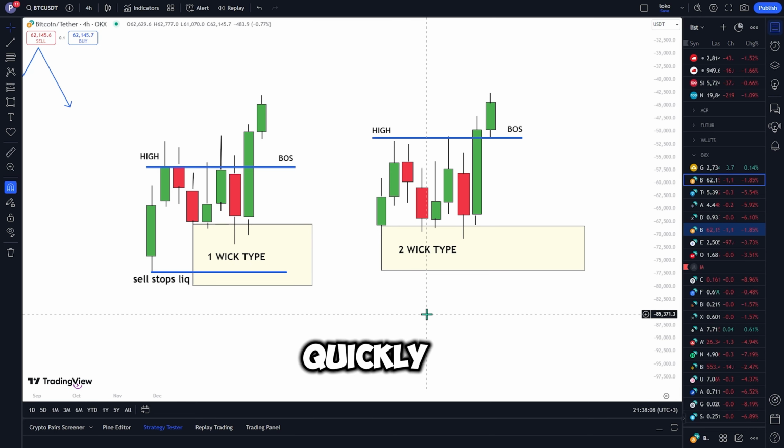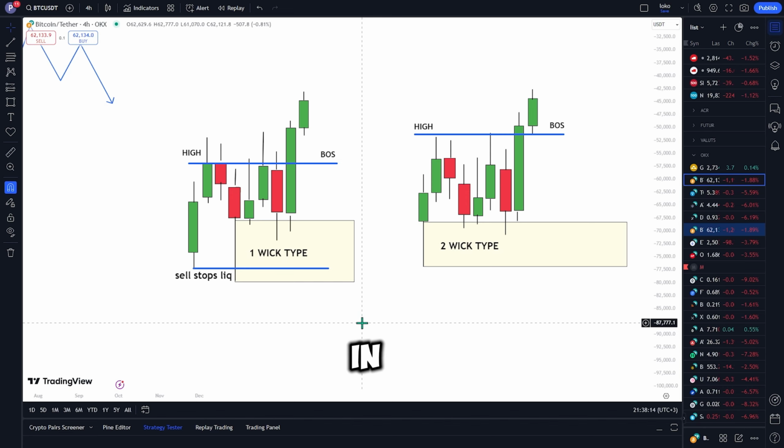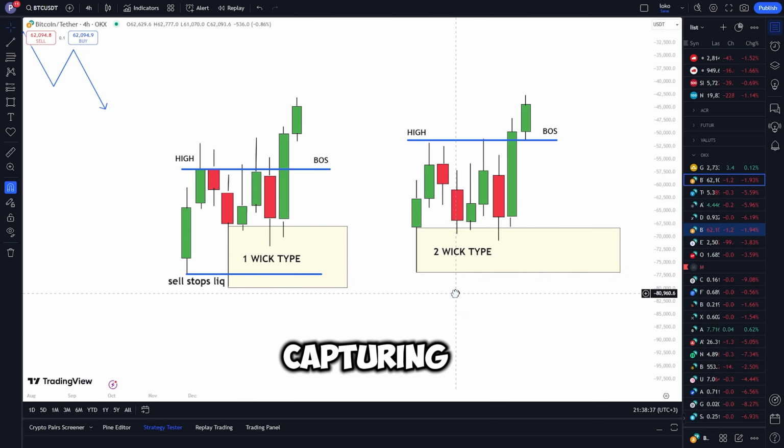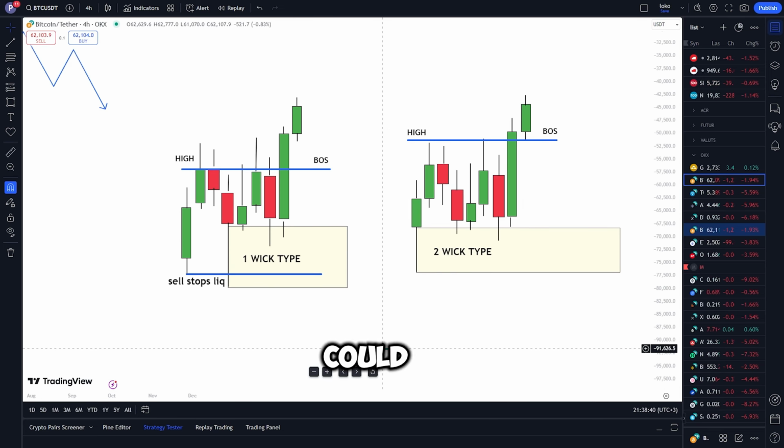So let's move quickly. The wicks exist in two types, not in our themes or strategies, only these two types, because here we can see two ways: capturing of liquidity and not capturing of liquidity, on which you could open a good deal.